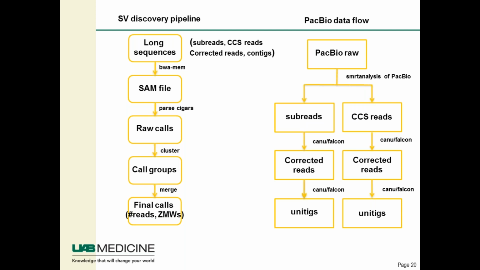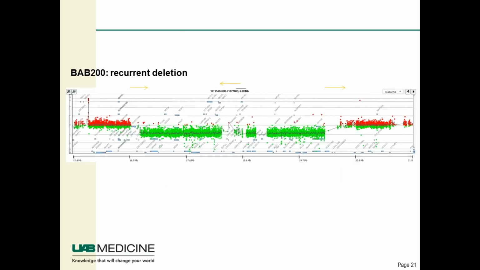And interestingly, using these methods, we identified exact breakpoints for 19 of these 22 samples, and we can also validate them. Most of the non-recurrent copy number variations can be identified with exact breakpoints using PacBio data.